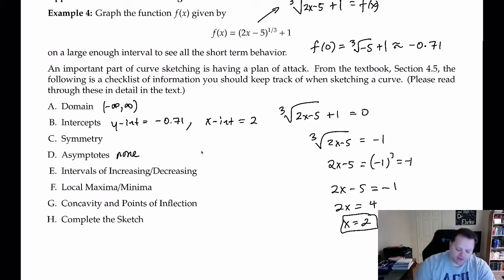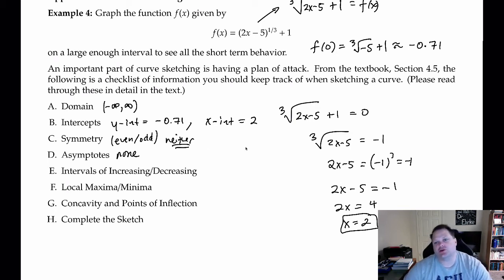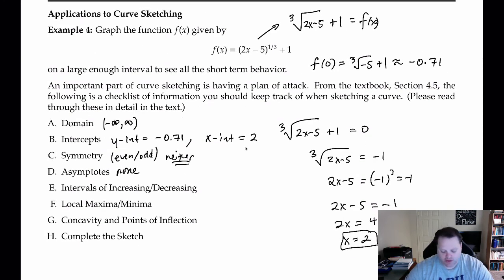Symmetry is where you consider things like even or odd. Our function is neither. So we don't really have any symmetry here at 0. We do have symmetry here if you know basically what a cube root function looks like. There is a little bit of symmetry here at the point 5/2. We'll talk about that point here in just a second.